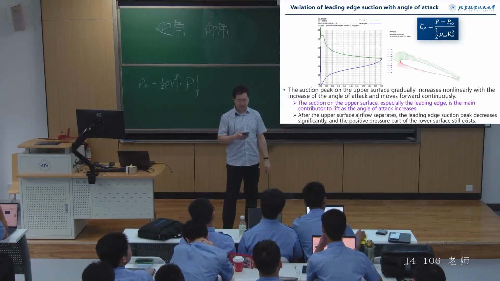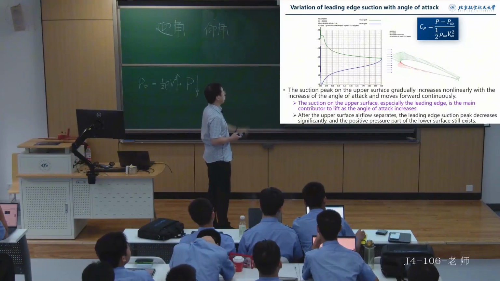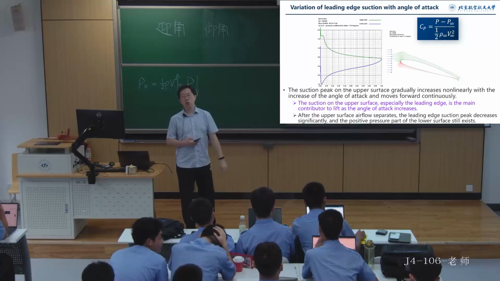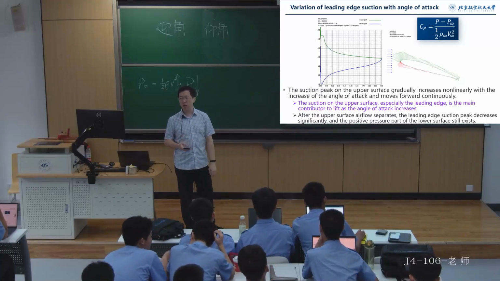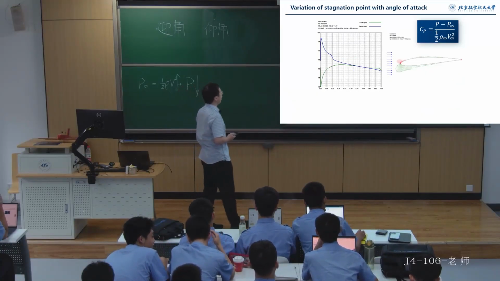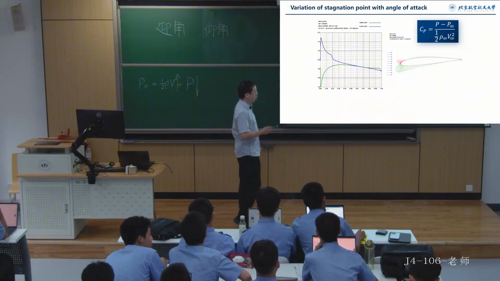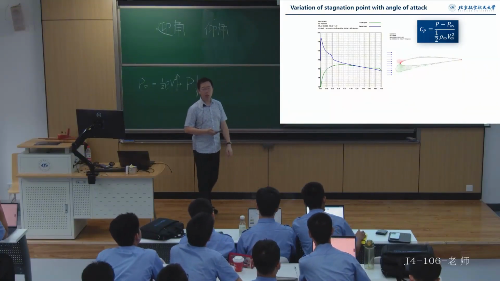Now, this is about observing the suction at the leading edge, looking at the suction peak at the front. This shows how it changes with the angle of attack. Sorry for taking a bit more time. Now, let's take a look at the next topic, the change in the stagnation point. So, what is the stagnation point like?